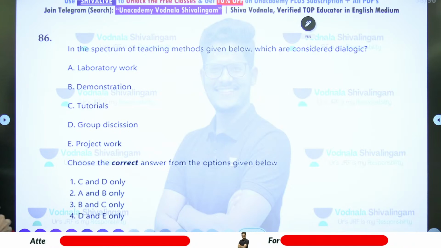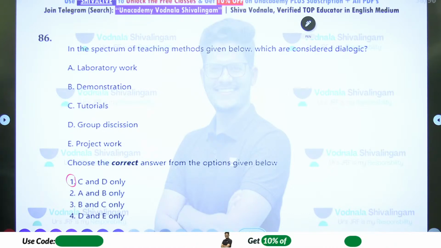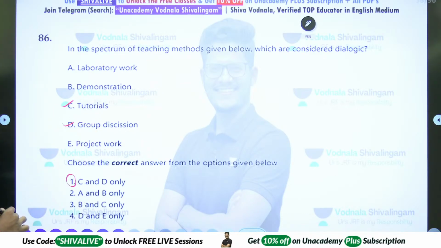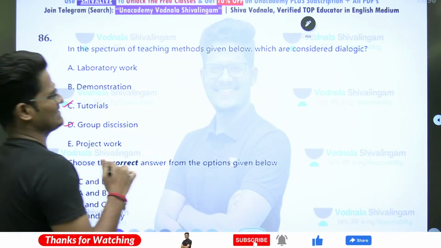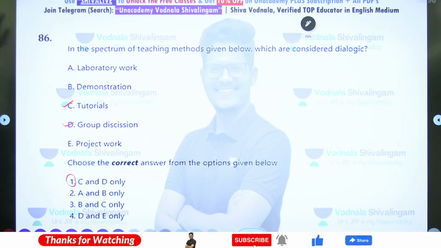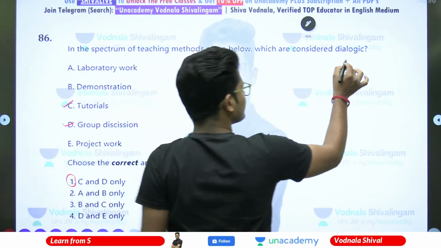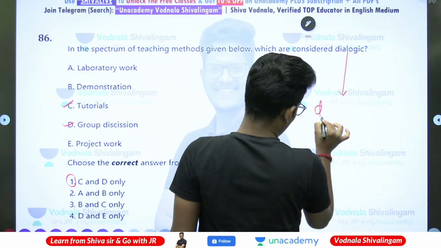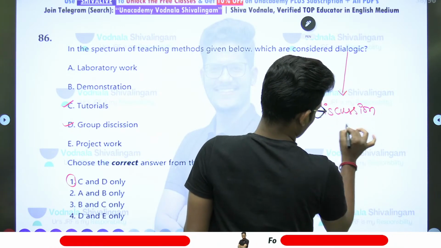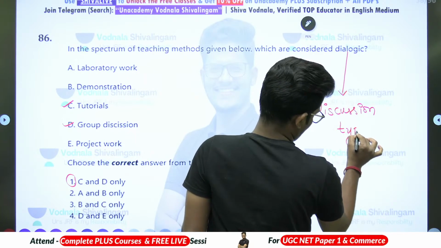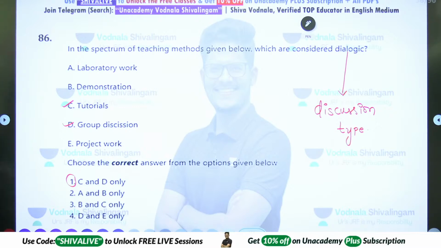Which are considered as dialogic in nature? Option 1 is the given answer, that is C and D. You can look at C and D. This answer looks somewhat illogical. But as they are saying, the literal meaning of dialogic is discussion type. Discussion type of learning. That is what dialogic is.